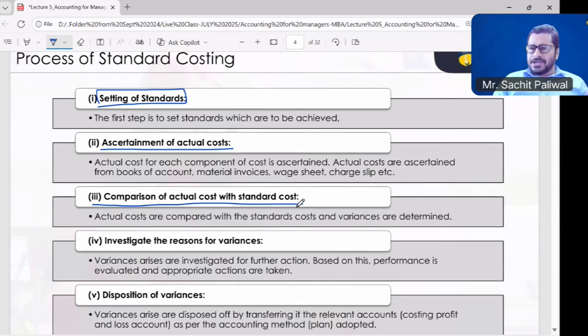And definitely there will be a variance. It rarely happens that there is no variance, that what you have set and what you have actually done are the same. It may happen, but very rarely. There are high chances that there will be a variance. So that variance has to be investigated. What is the reason for the variance? The variance could be positive, favorable for the company, or negative, unfavorable for the company.